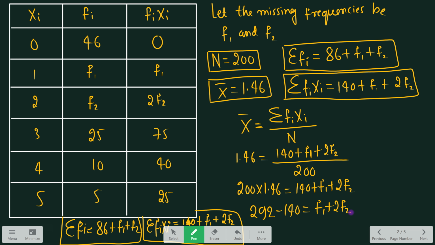Okay students, now we are going to go for the next page. Remember, we are going to go for the next page. 292 minus 140, it is going to be how much? 152 is equal to F1 plus 2 F2. Next you can remember 152 is equal to F1 plus 2 F2. Now I am going to continue here.